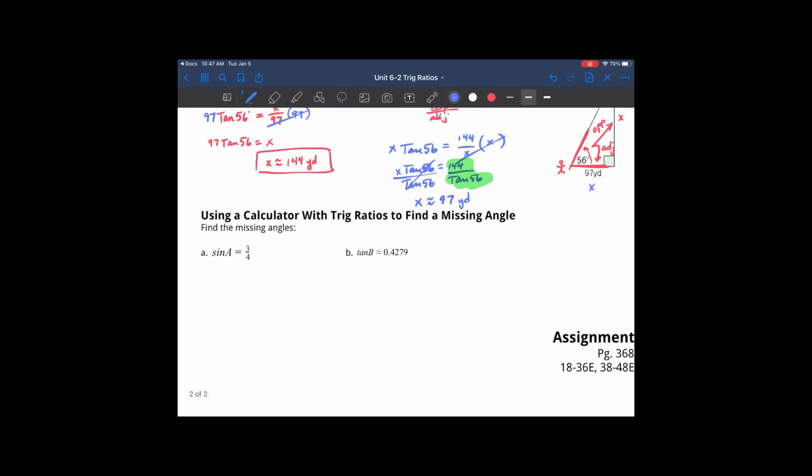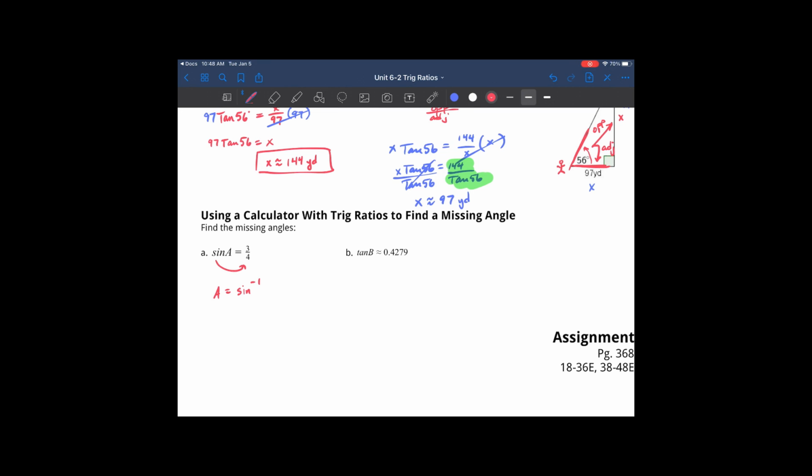Let's use a calculator to find out what the missing angles are. So if I have the sine of an angle A and it's missing and it equals 3/4, and they want me to find angle A, then we will move the sine over to the other side. Now this is just a property. I'm not dividing or anything. If I move that sine over to the other side, the angle A is by itself on the left side, and now the sine becomes a sine inverse.